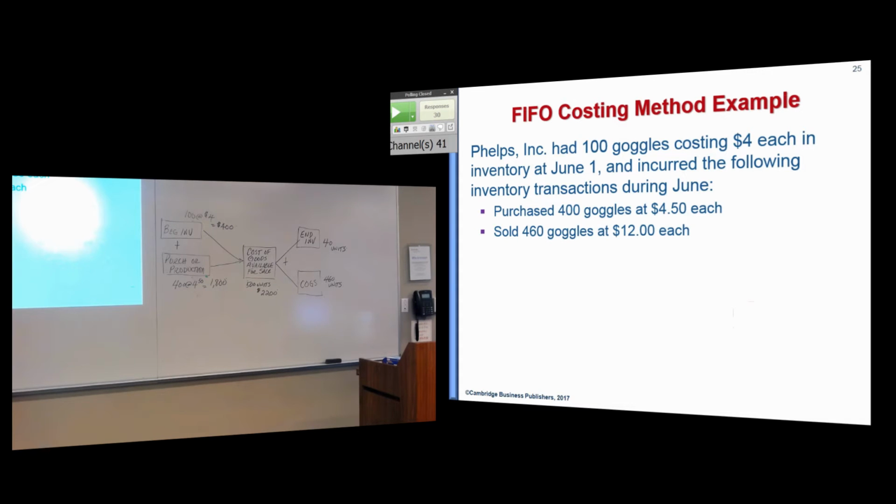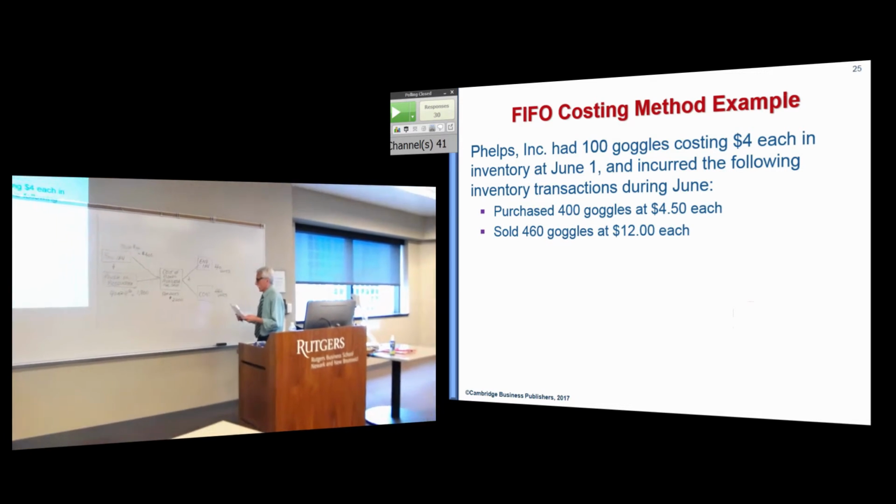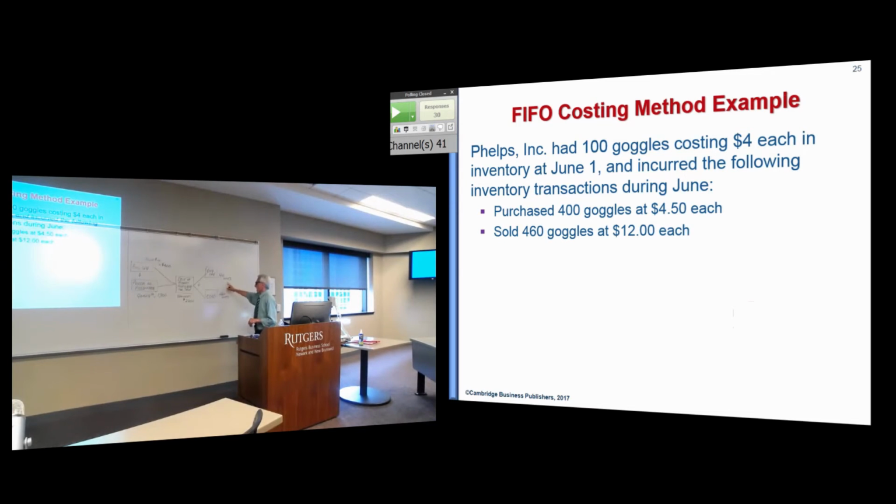All right, if we're using FIFO, first in, first out, the oldest cost goes to cost of goods sold, and the most recent cost goes to ending inventory. The most recent cost in ending inventory would be $4.50, and the oldest cost would be a combination, obviously, of the two. So let's see how that would work.